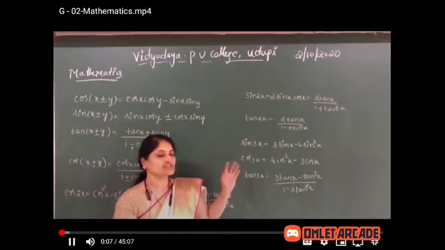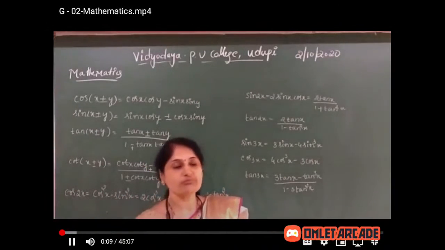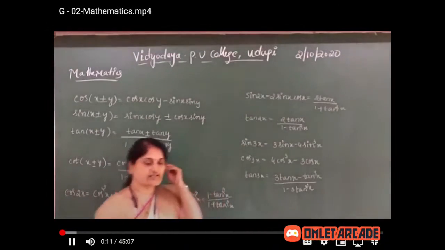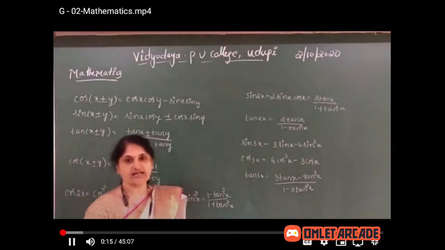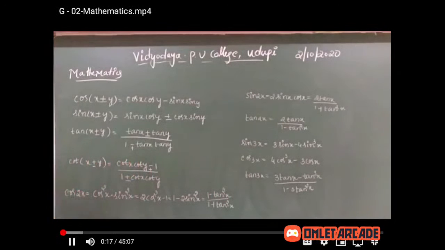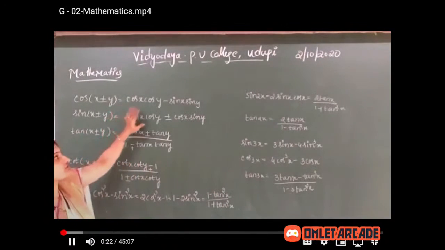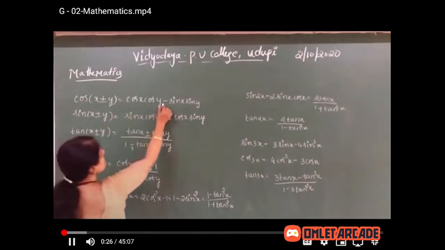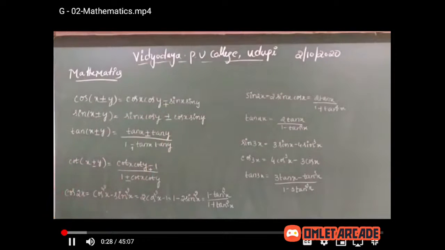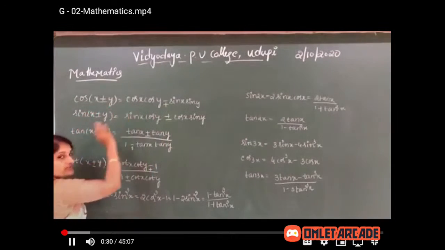Welcome back. Last week we discussed some of the important trigonometric identities, and today let us revise all those ones and we'll go to the next problems. Now cos of x plus y is cos x cos y minus sin x sin y, and if it is minus it becomes positive. So don't write both together.